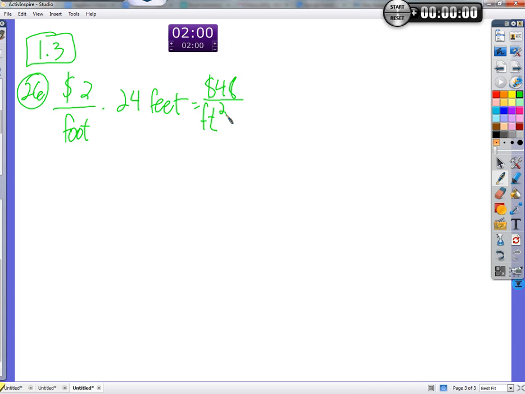Okay, so something is $2 a foot. If something is $2 a foot and you multiply it by 24 feet, what will the number that you get be? $48. $48 is the important part here. It is $48 for 24 feet.